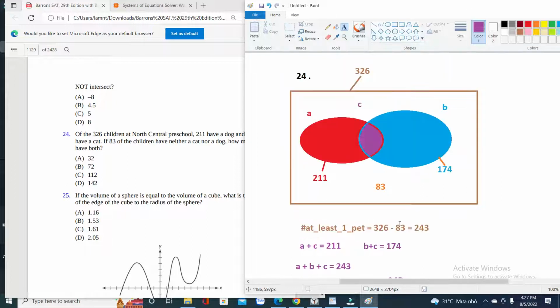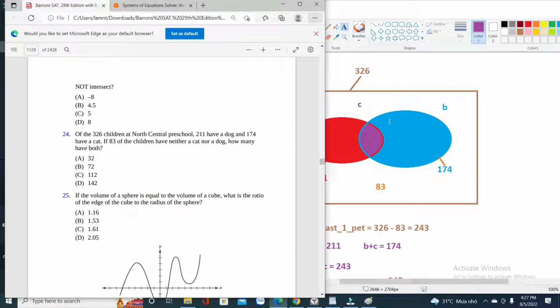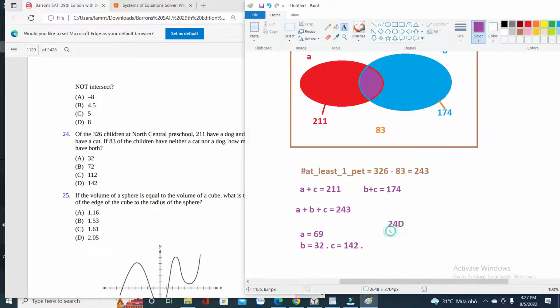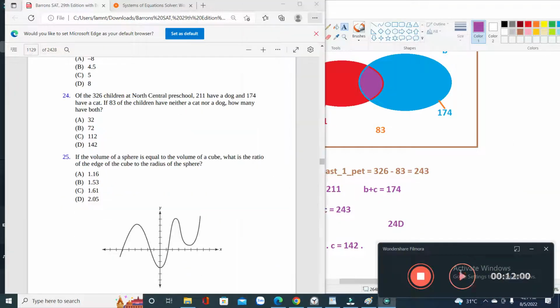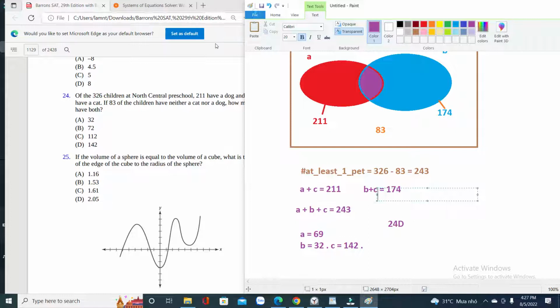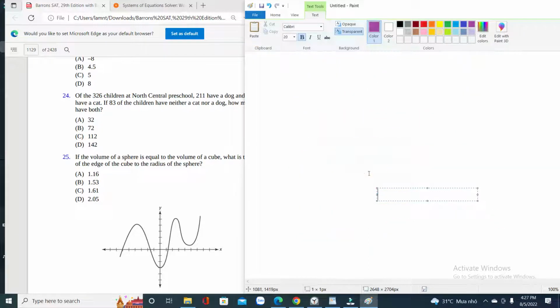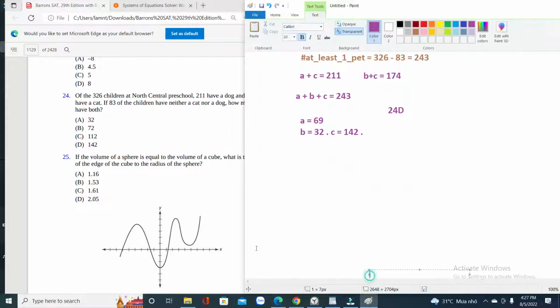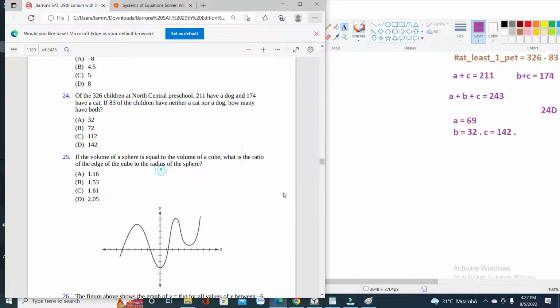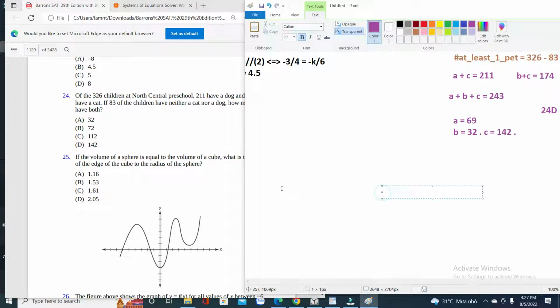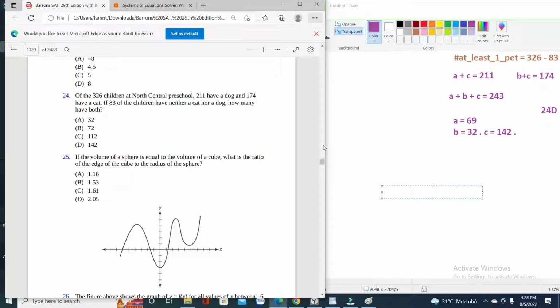Because we are asking to find C, in this case we're going to get 142, which is D. Okay, so 25. Number 25 asks us about the volume of the sphere being equal to the volume of the cube. What's the ratio of the edge of the cube to the radius of the sphere? So for number 25, let's do it.